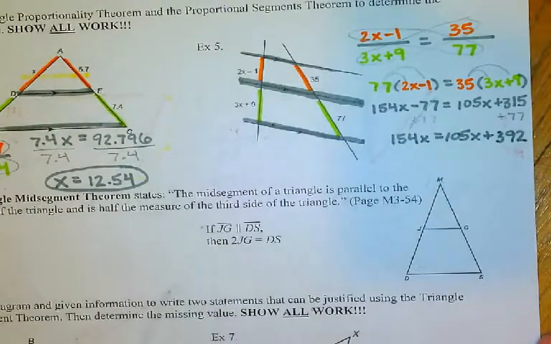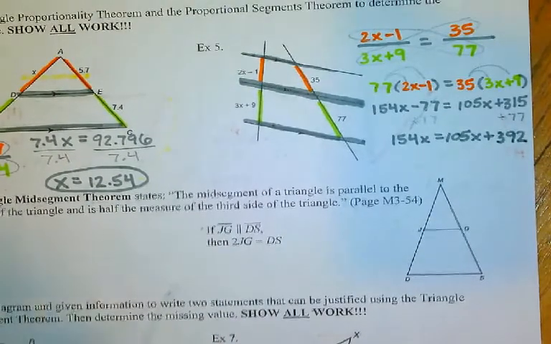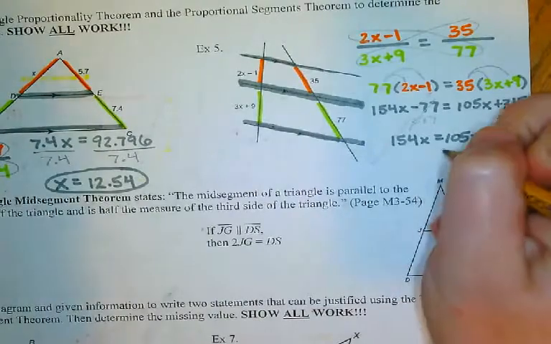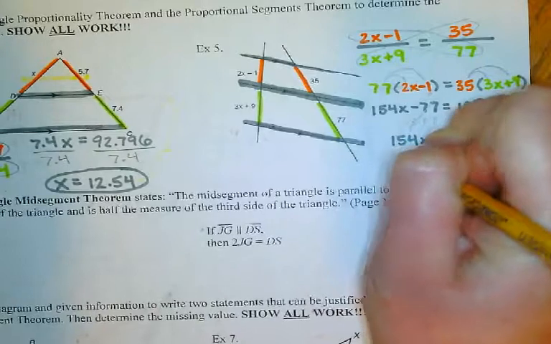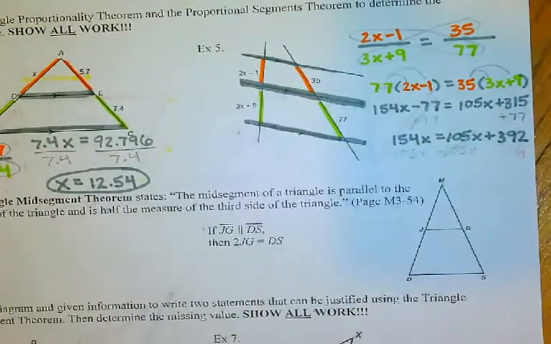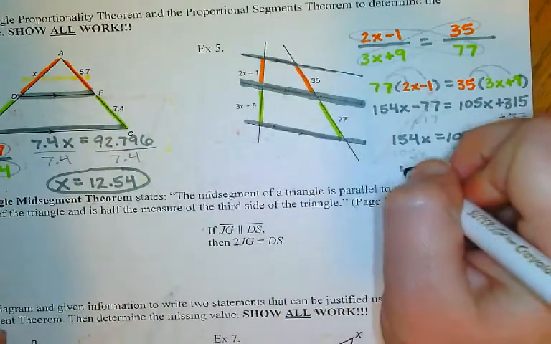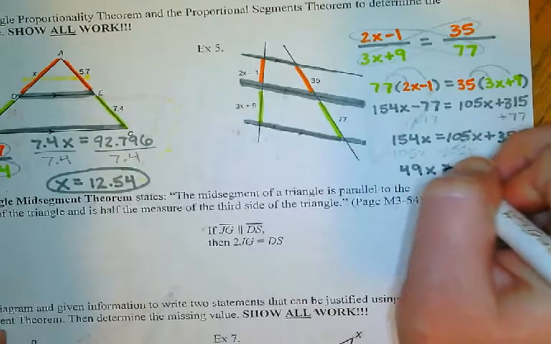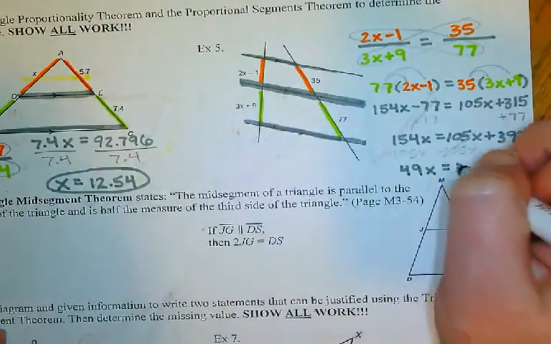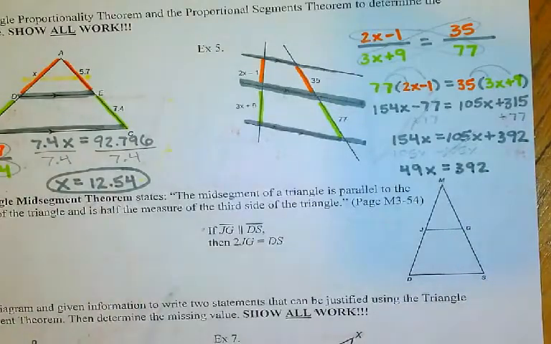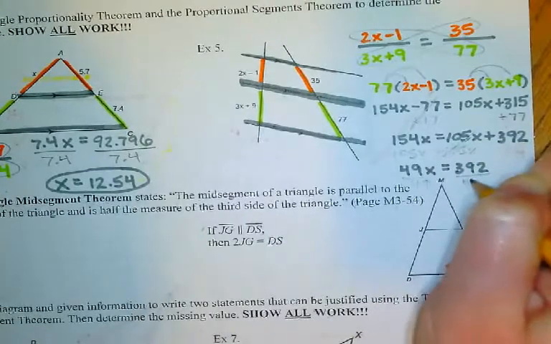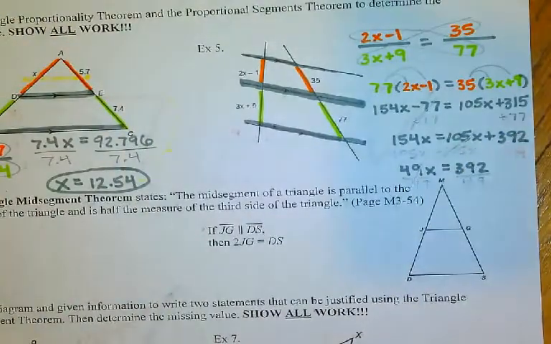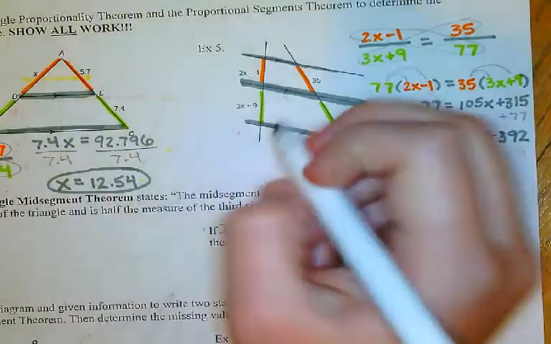392, correct? Yeah. Alright. Then we can move this 105 by subtracting 105x. And we should get 49x equals 392. And then you guys know what to do from there. We divide by 49, divide by 49, and so we get x equals 8.